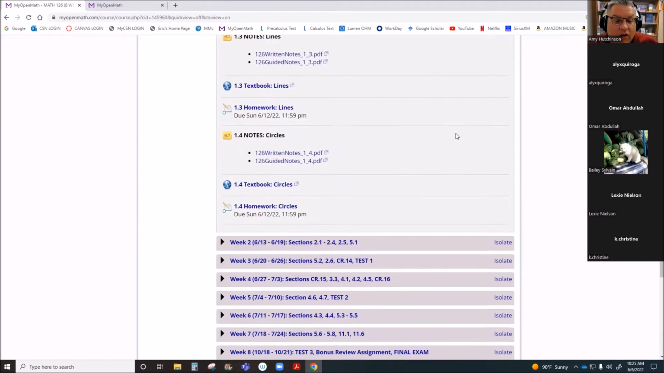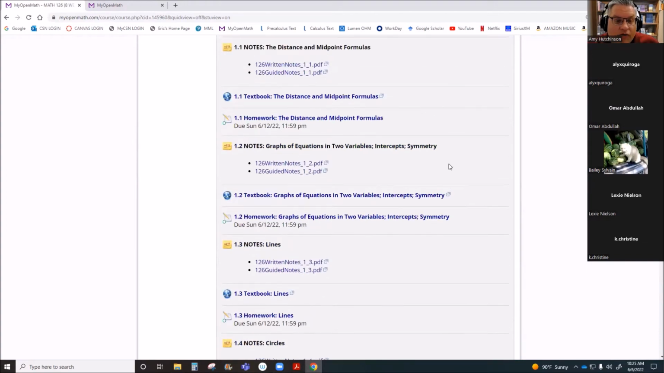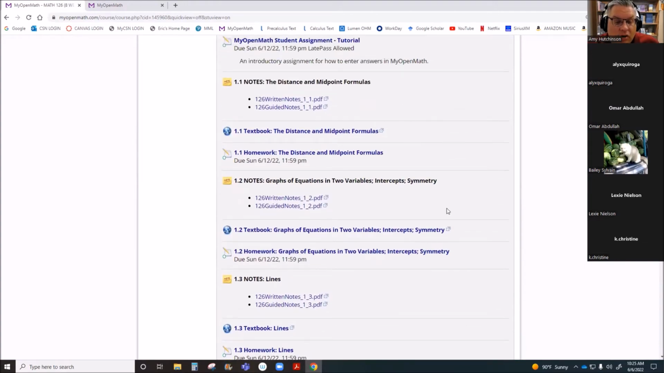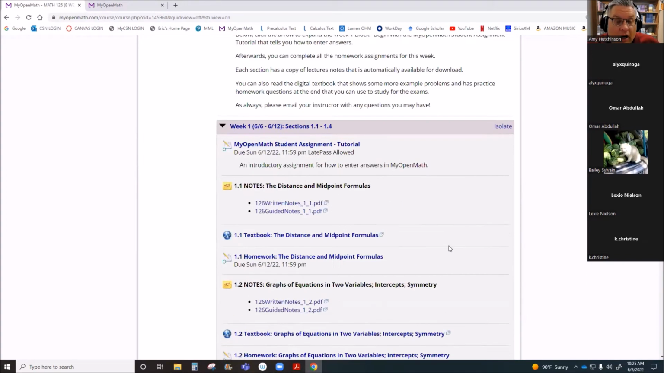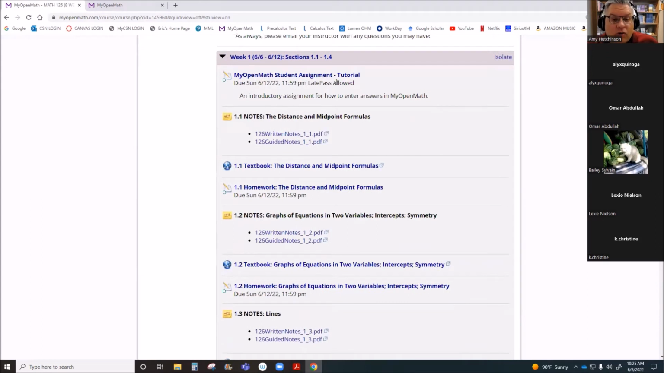All right, so everything that you need is contained in that folder. It's got all 4 sections, notes, everything in here. I also put a tutorial in here. This tutorial is going to help you know how to enter answers in My Open Math. This is an optional section, but it might help you to know how to type things in and use the different palettes and the graphing palettes and things like that.